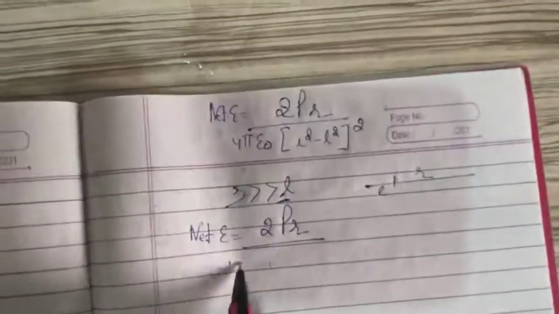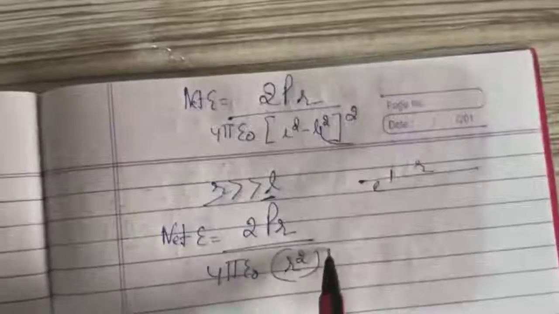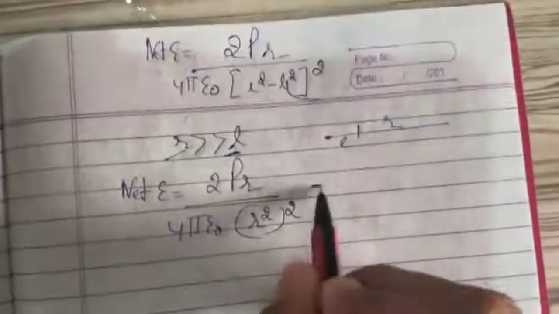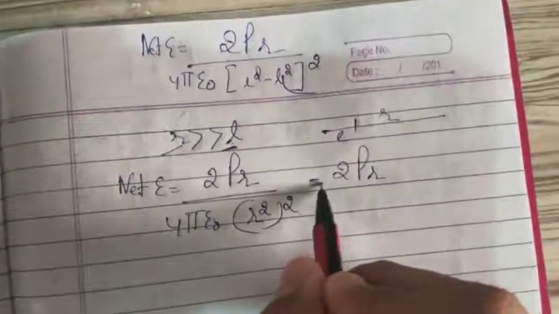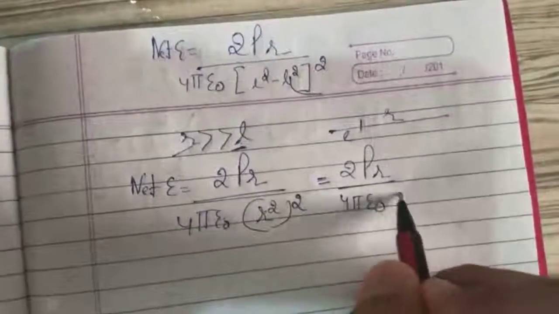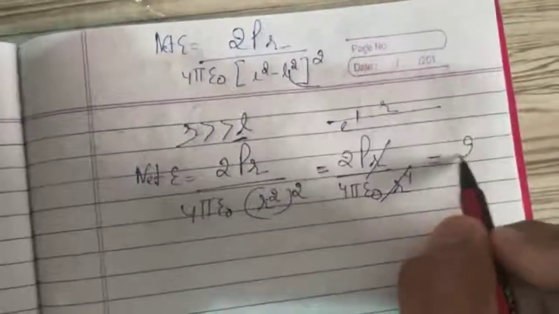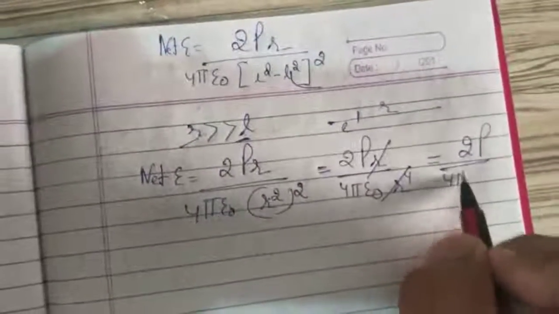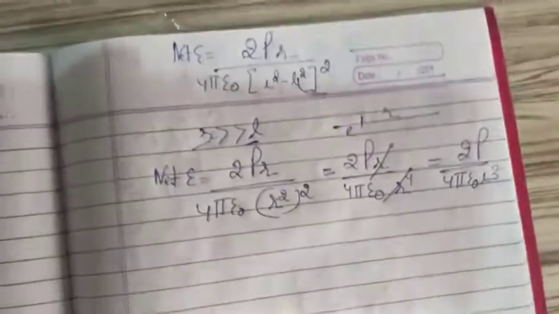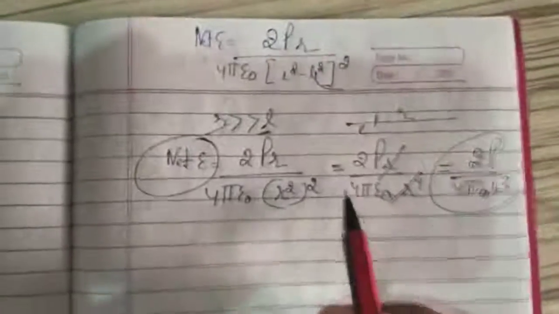2PR upon 4 pi epsilon naught. We have neglected this L, so only what remains? R square, whole square. So 2PR upon 4 pi epsilon naught R to the power 4. Cut one R with R. What will remain? 2P upon 4 pi epsilon naught R cube will remain. So this is the net electric field due to a dipole at the axial position, in simple form.